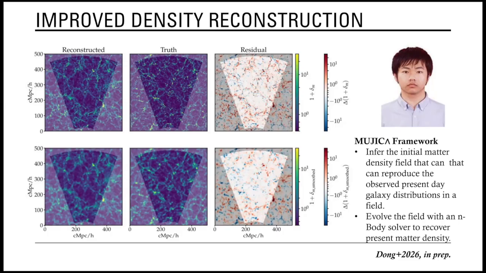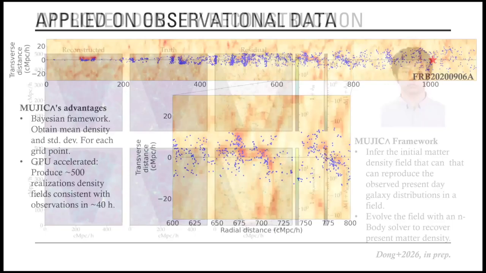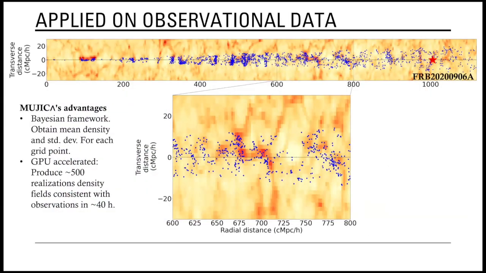With this, we're able to produce density profiles, or IGM density reconstructions, for real sightlines. So this is Chenza's attempt at reconstructing the sightline of FRB 2020-09-06. The blue points are FLIMFLAM data galaxies, and the color map shows the mean gas density from this process. The advantage of this method is that it's a Bayesian framework, so you can produce multiple realizations of this density that are consistent with the galaxy distributions.